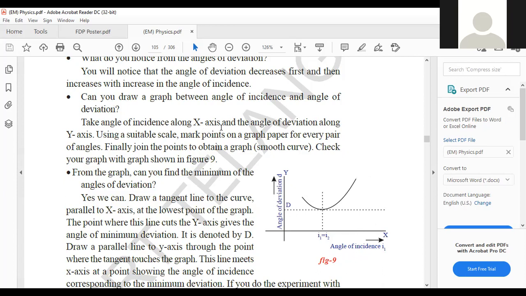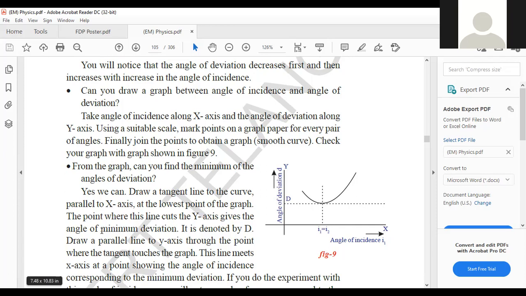Okay, so on the x coordinate, what we are taking is the angle of incident light, I1 values were taken, and angle of deviation was taken on the y-axis, so that we are getting a curvature on this. By drawing a straight line parallel to the x-axis, what happens? The line which is able to touch this y point is given as point D.